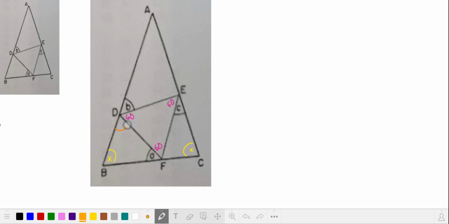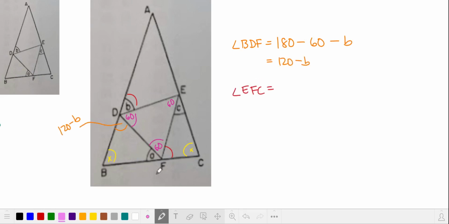Let's find an expression for this angle up top, angle BDF. It's supplementary with this angle in the equilateral triangle and angle B over here. So I'll say this is 180 degrees minus 60 degrees minus b. Similarly, down here for angle EFC, because it's supplementary with these two other angles, I'm going to write that as 180 minus 60 minus a, or 120 minus a.